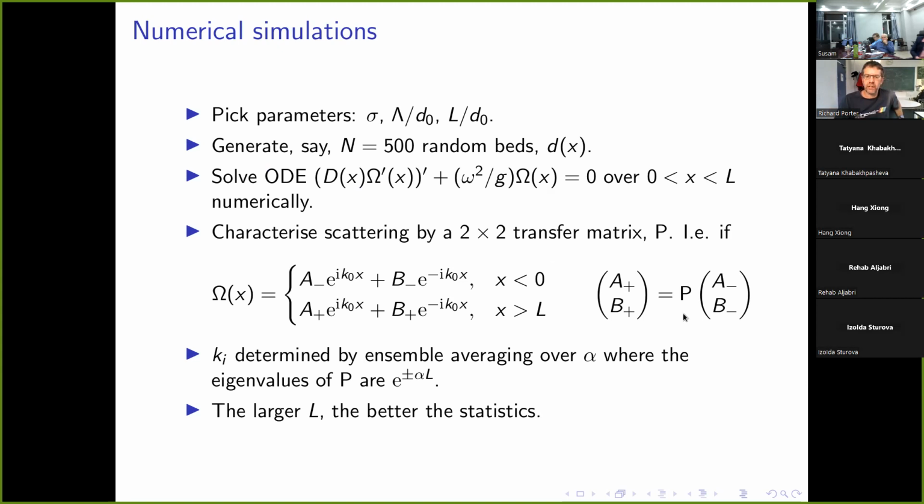I formulate a transfer matrix, by assuming some general waves coming in from the left and from the right. And then I look at the eigenvalues of the transfer matrix, and the eigenvalues of the transfer matrix tell me about propagation, and they appear in reciprocal pairs. And I can extract the eigenvalues, and from the eigenvalues, I can extract the attenuation rate. So this alpha is different for every single random bed, but I then ensemble average over all of the alphas to create an average attenuation rate.